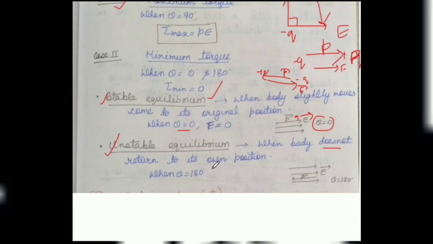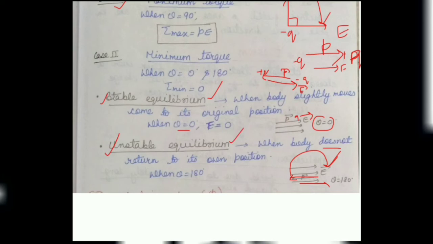Body does not return to its own position. Body is in this direction, field is in this direction. So when it is placed in this field, it tries to orient in the direction of the field, and once it comes in the direction of the field, it does not return back to its own position opposite to this one. So it means it is unstable equilibrium.